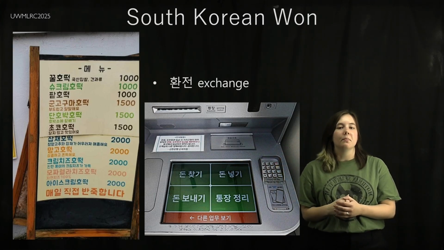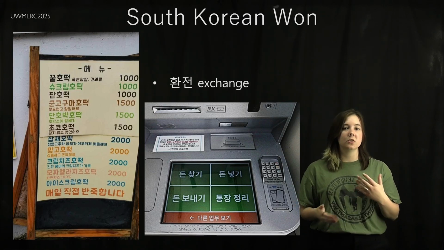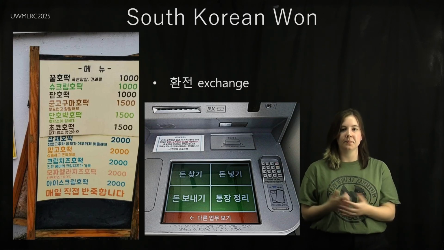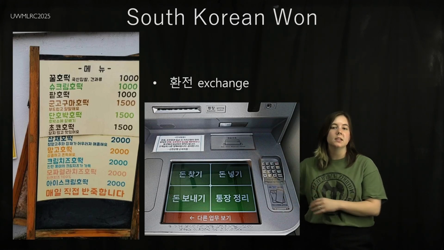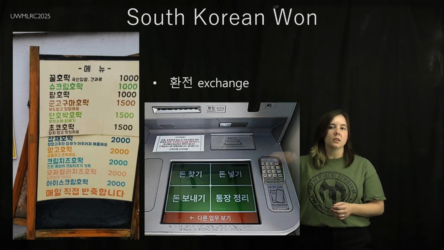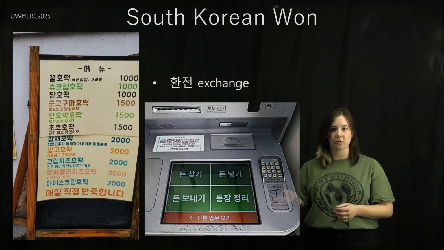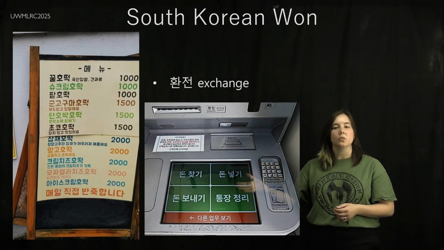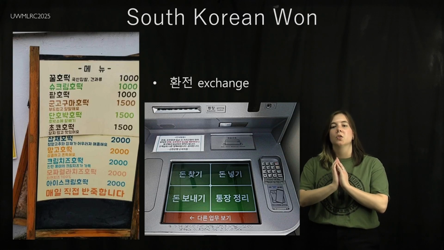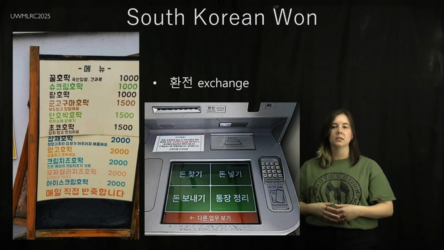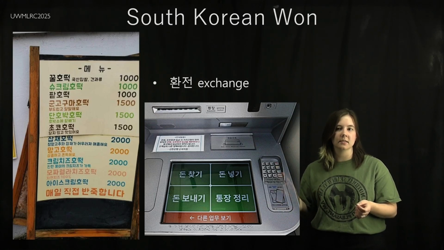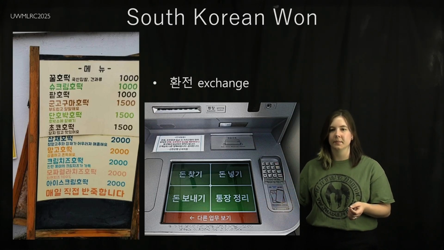One thing that you'll maybe have to do if you go to Korea is exchange money. Exchange is called 환전, exchange money. If you go to an ATM, you'll see something like this. Don ppaegi is withdraw money, take money out. Don nokki is deposit money, put money in. Don 보내기, sending money. And 통장 is like bank book. 정리 is like organize, so organize your bank book.